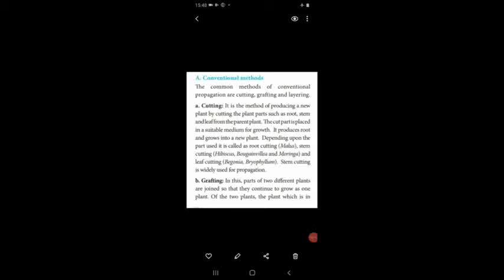First, we are going to see the conventional method, that is the older method used by man for a long period. This conventional method is divided into three types. One is cutting, grafting, and layering. These are the three types of conventional method. First one, cutting method.